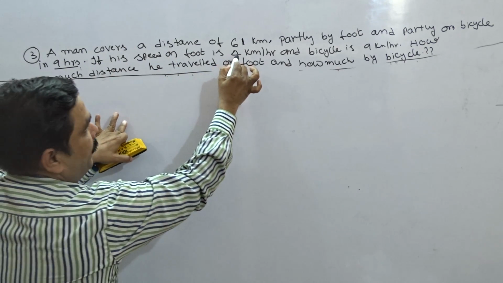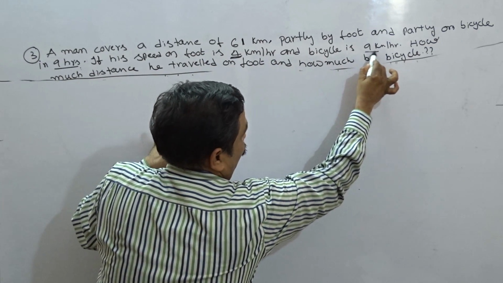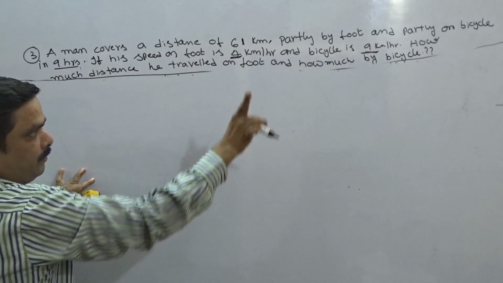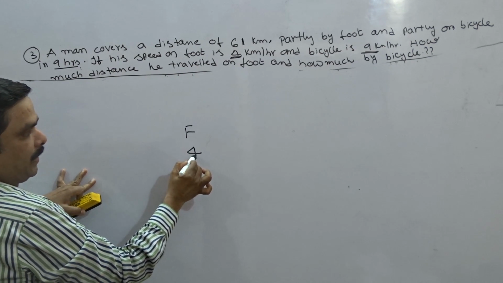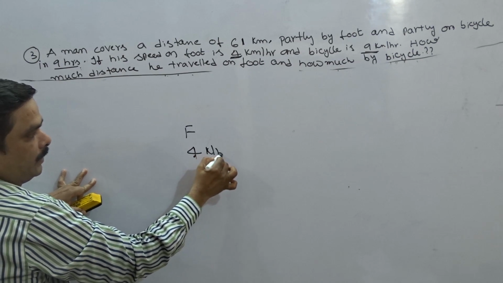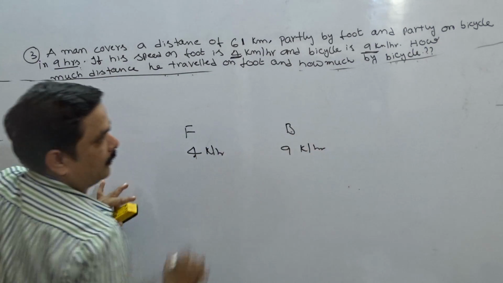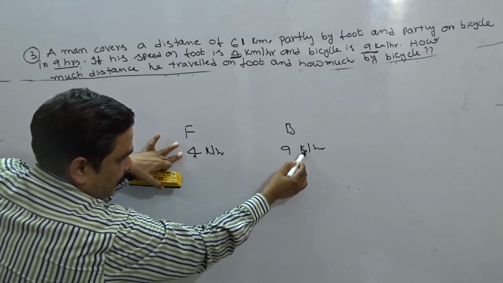This is speed. On foot, 4 kilometers per hour. On bicycle, 9 kilometers per hour. Right? Now when it is speed, kilometers per hour, in the rule of alligation it should be speed.